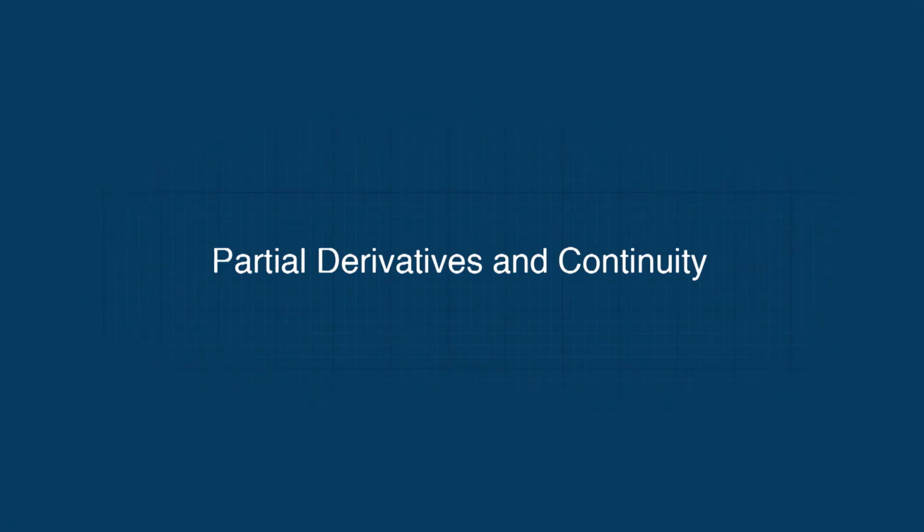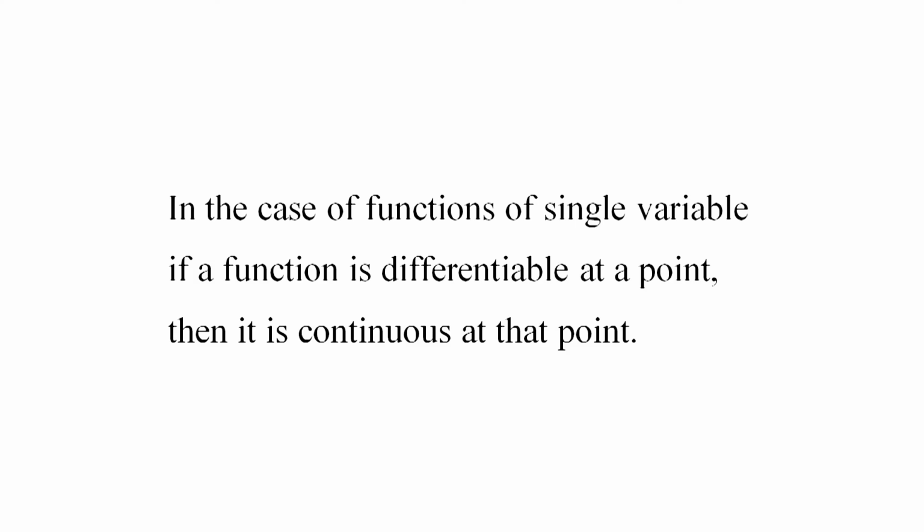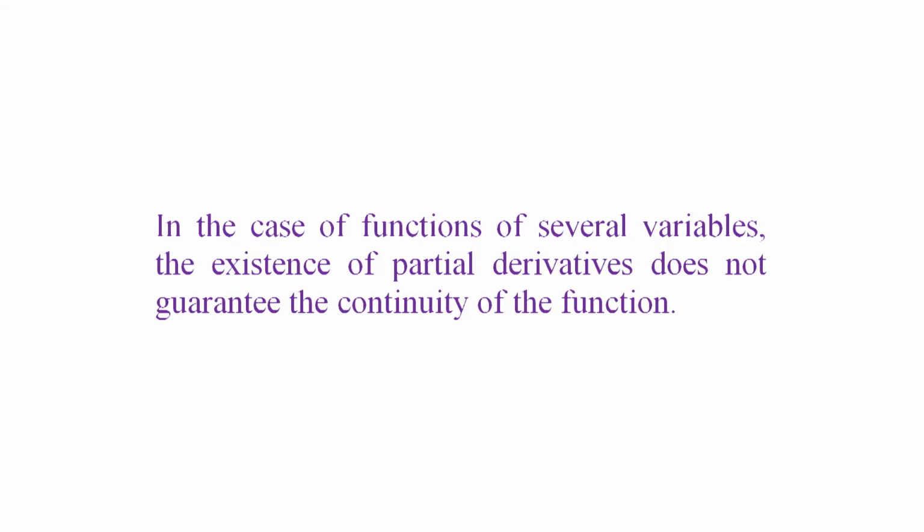Partial derivatives and continuity. In the case of functions of a single variable, we have seen that if a function is differentiable at a point, then it is continuous at that point. But in the case of functions of several variables, the existence of partial derivatives does not guarantee the continuity of the function. This is illustrated in the following example.